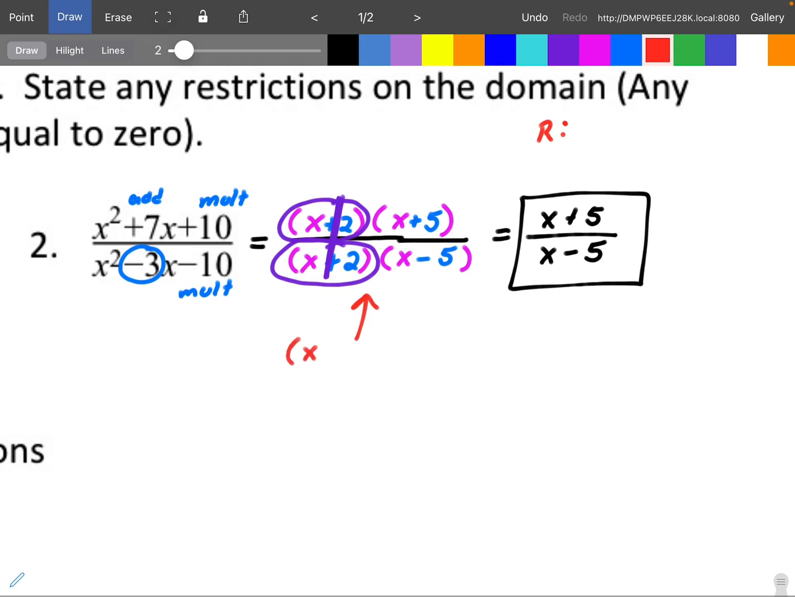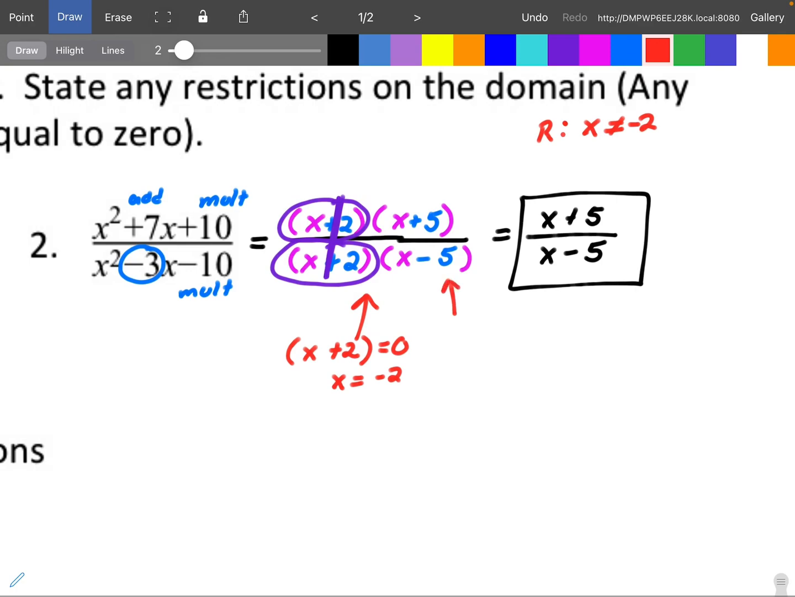So my first factor of x plus 2, well, the only thing that would make that factor equal 0, so set it equal to 0, would be if x was negative 2. So that tells me that x cannot equal negative 2.